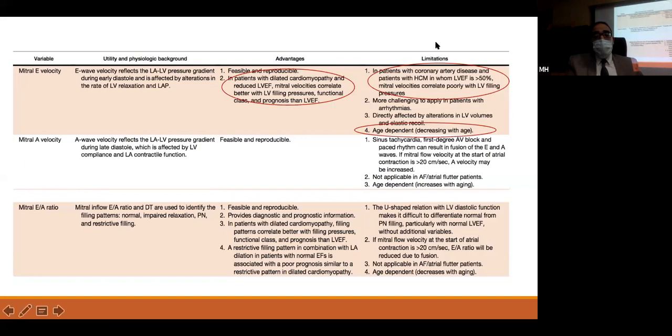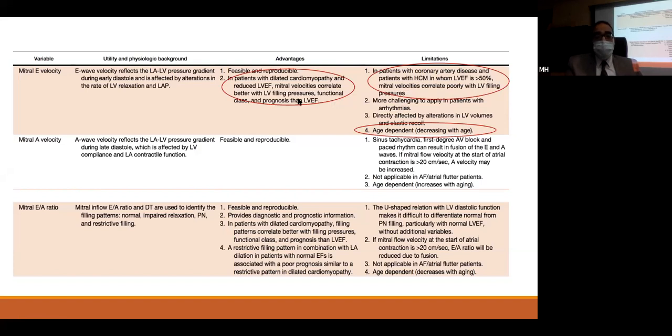Because in patients with coronary artery disease and normal ejection fraction, the mitral inflow velocities correlate poorly with the LV filling pressure. In our daily clinical practice, in most echocardiography reports, patients have normal ejection fraction, some hypertrophy, and some have coronary artery disease. So mitral inflow velocities are not reliable to use alone to assess the diastolic function in those patients.